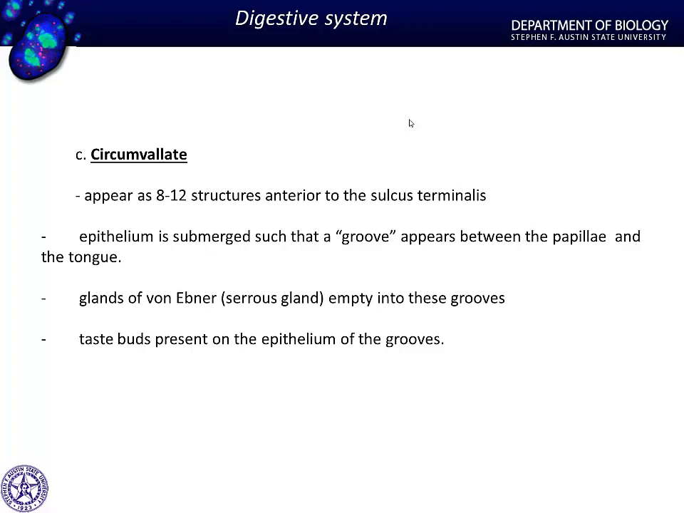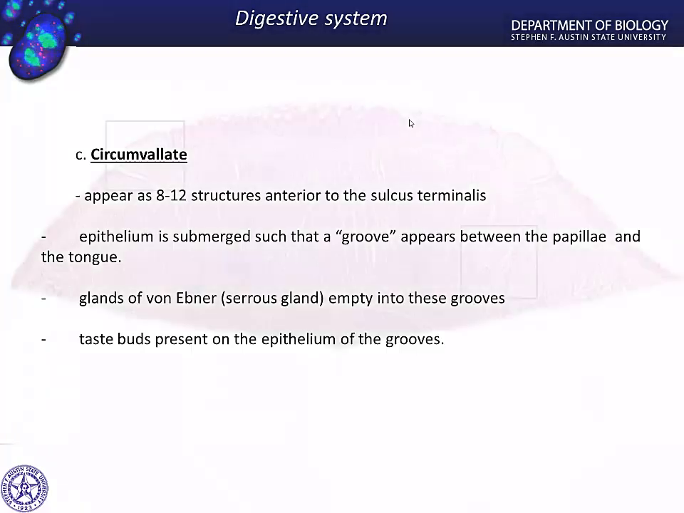And it's also at the base of this groove that we see serous glands emptying materials into these spaces, and these are called glands of von Ebner. This serous secretion is going to help wash material out of this groove. It's also going to help to dissolve chemicals into this liquid media to get them into the taste buds for that detection.